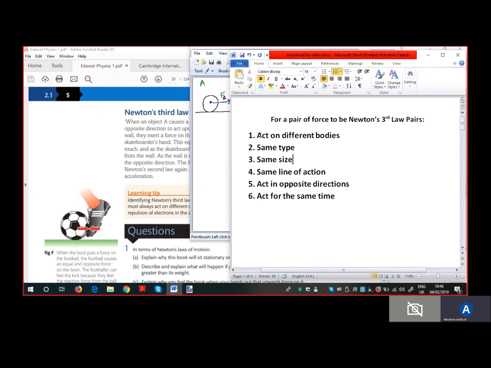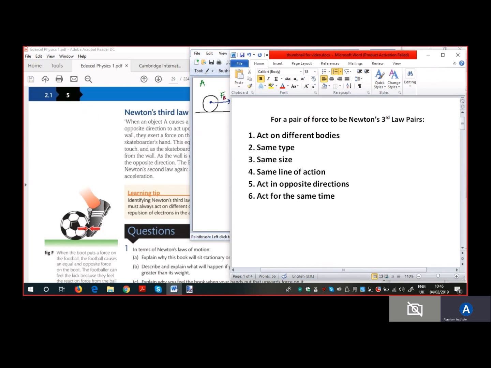The first thing is the two forces have to act on different bodies. You can see this is the force exerted by the shoe on the ball. So this force is acting on the ball, and this force this way is the force exerted by the ball on the shoe. So they act on different bodies, one acting on the ball, the other acting on the shoe. Then they have to be the same type. Both are normal contact forces. Another name for normal contact force is normal reaction force or contact force. So both are the same type of forces, and they are the same size.